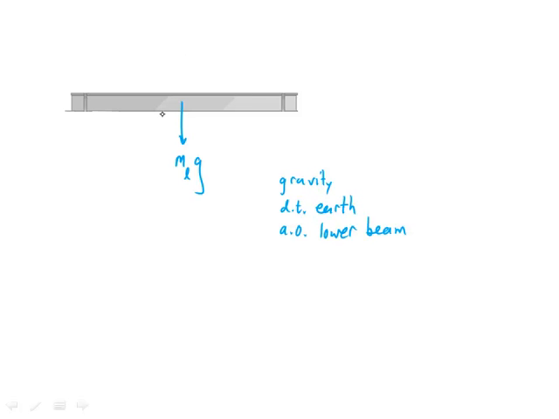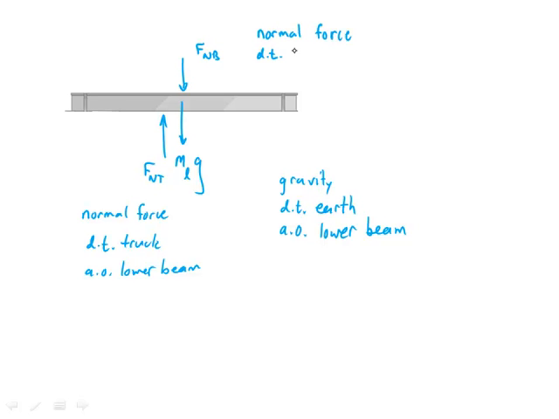Then there's going to be an upward force, which I'll call Fnt. This is a normal force due to the truck acting on the lower beam. And then there'll be another force. This is actually going to be a normal force also, and I'm going to call it Fnb for the beams. And this is a normal force due to the upper beam acting on the lower beam.